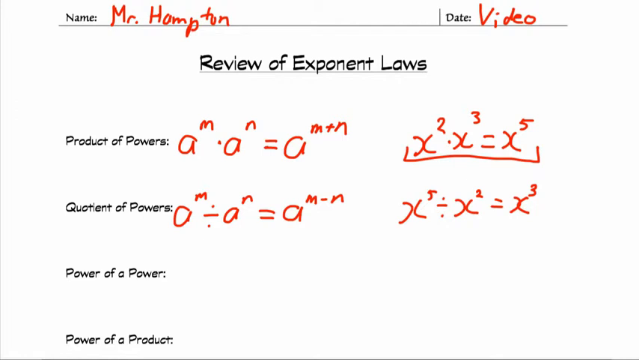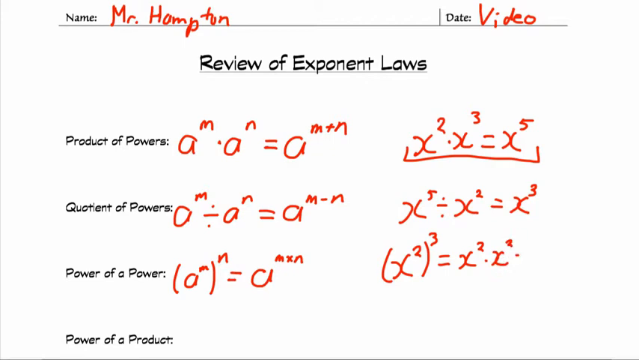When you have a power of a power, that is a to the m to the power of n, this is equal to a to the power of m times n. So, if you had x to the power of 2 to the power of 3, this is equal to x squared times x squared times x squared, which is equal to x to the power of 2 times 3, which is 6. You can also see it was 2 plus 2 plus 2 as well.